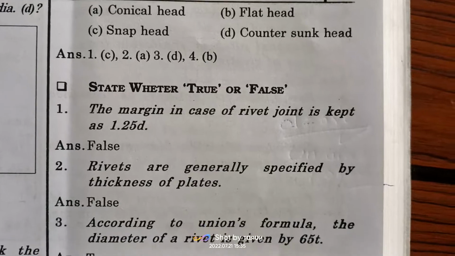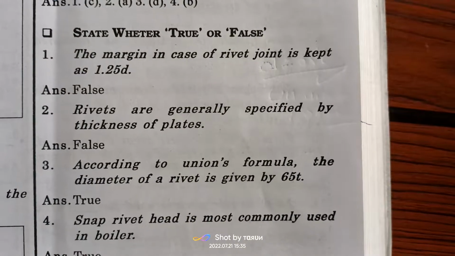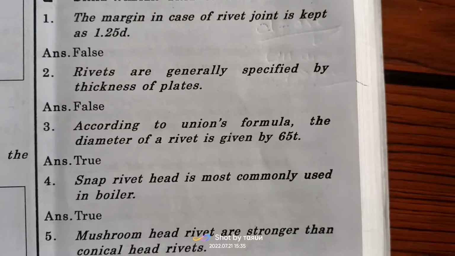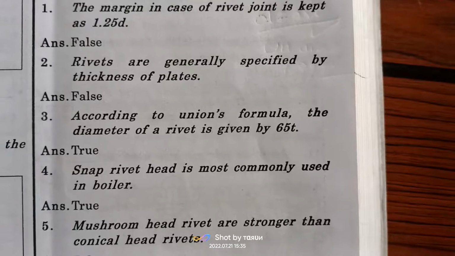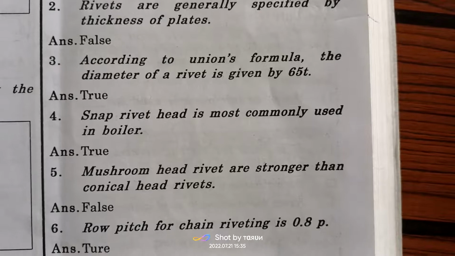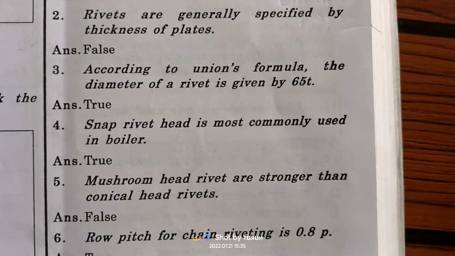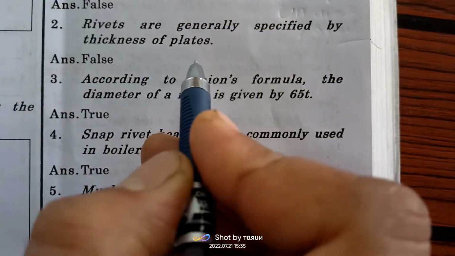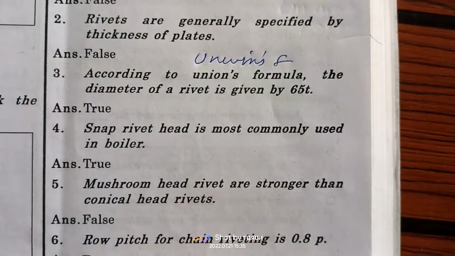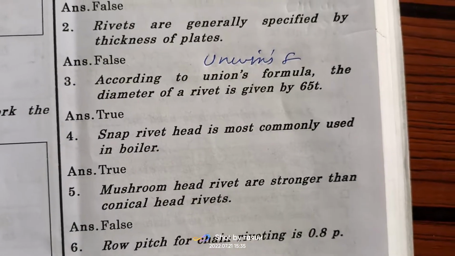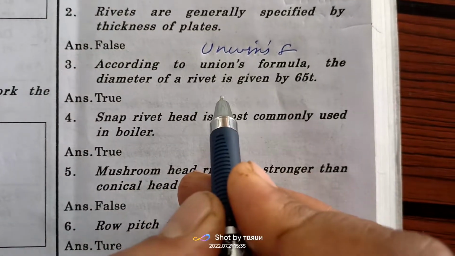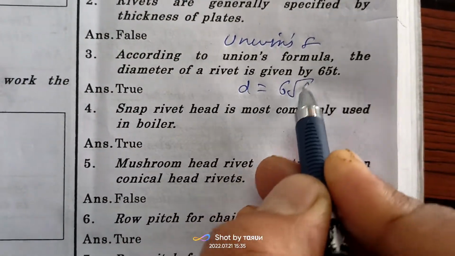Now state whether true or false. The margin in case of rivet joint is kept as 1.25 d. True. Rivets are generally specified by thickness of the plate. No, it's specified by diameter. According to Unwin's formula, the diameter of the rivet is given by d is equal to 6 under root t. This is Unwin's formula.